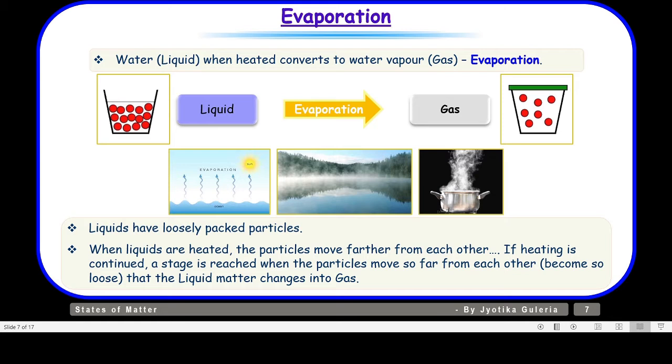When liquids are heated, the particles move farther from each other. If heating is continued, a stage is reached when the particles move so far from each other, or become so loose, that the liquid matter changes into gas. So let us see the demonstration of evaporation.